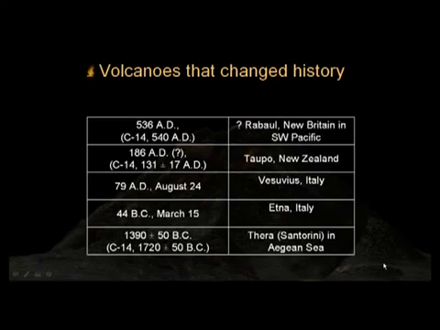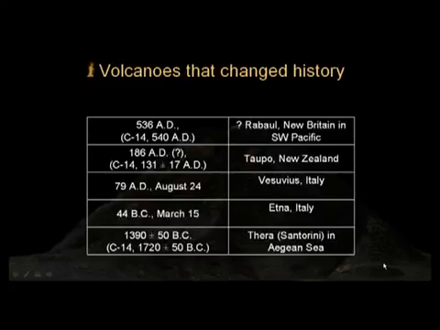186 AD, big explosion on Taupo in New Zealand. And everybody knows about 79 AD, that eruption of Vesuvius, it buried the town of Pompeii. And 44 BC, when Caesar died, the sun felt pity for Rome, and 4 suns were seen in the sky as Etna erupted there west of Italy.